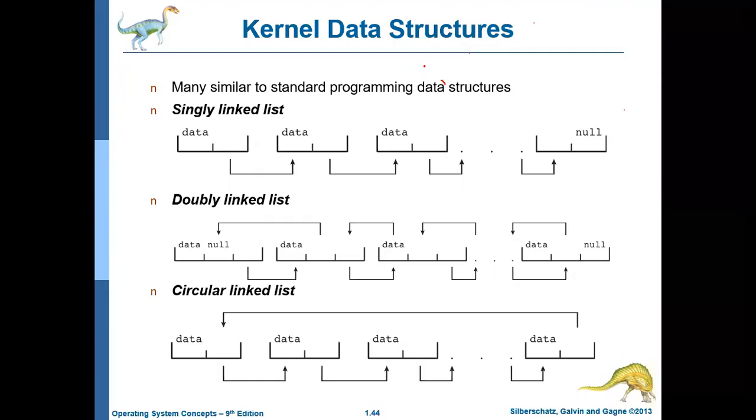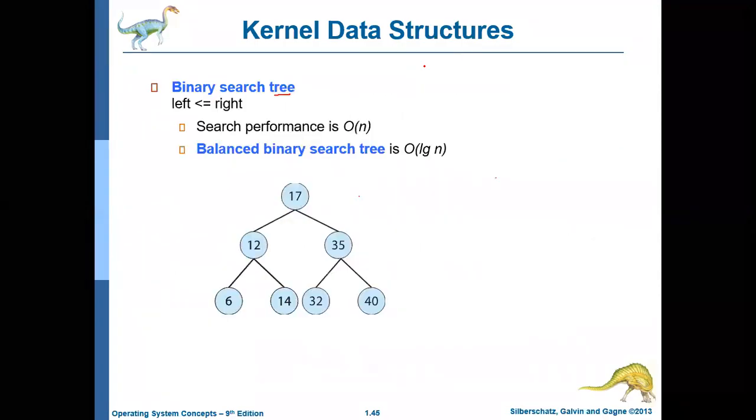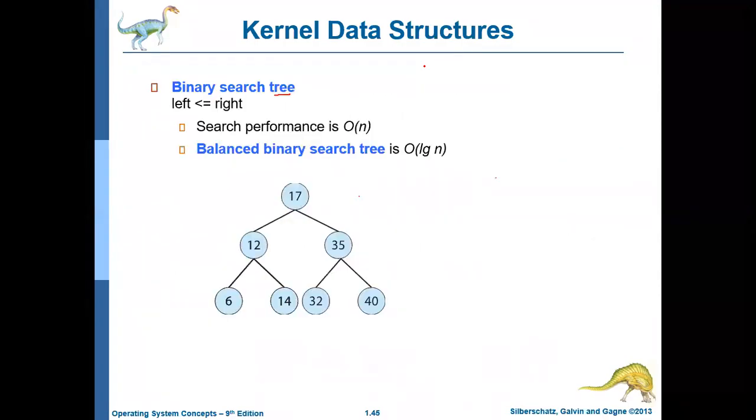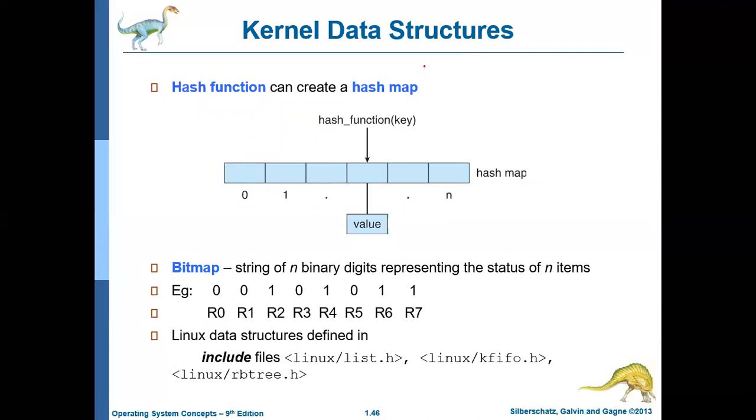Welcome. This is a continuation of the previous lecture where we are discussing kernel data structures. In the last lecture we discussed arrays, linked lists, different types of linked lists, stacks, queues, binary tree, binary search tree, and balanced binary search tree. In this lecture, we will be discussing some more data structures. Primarily we will be discussing hash function and bitmap.